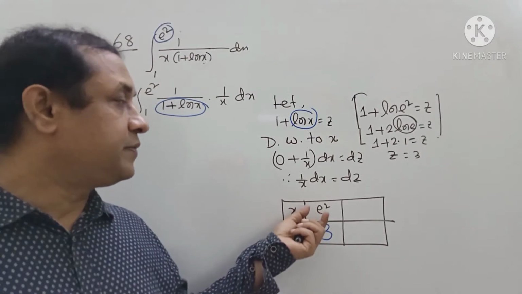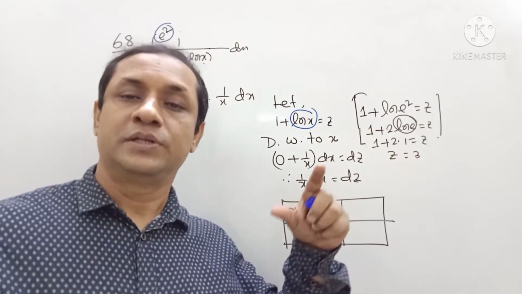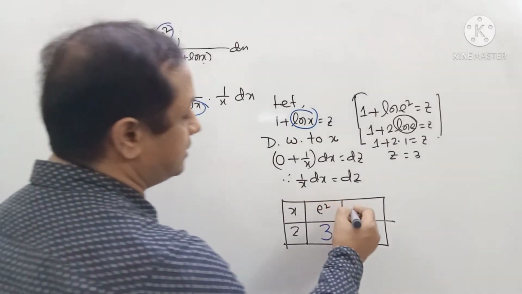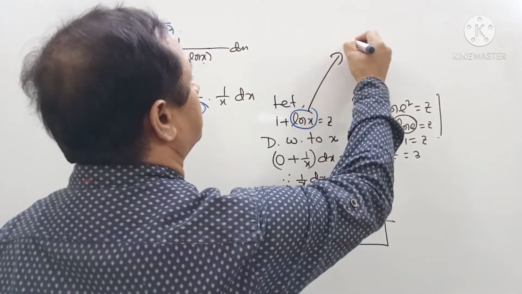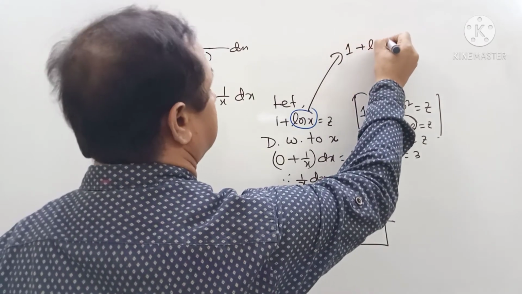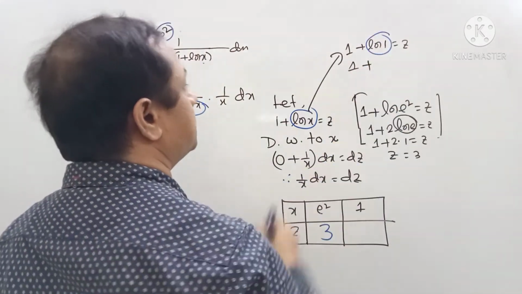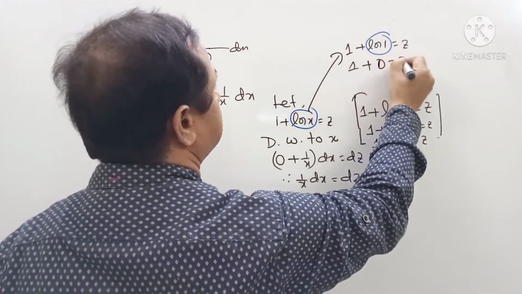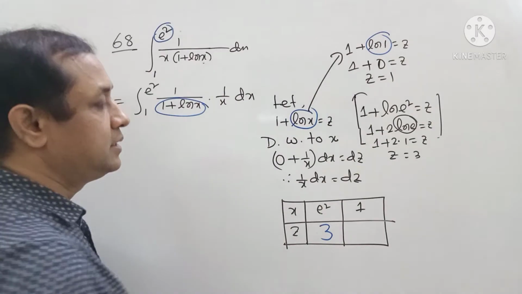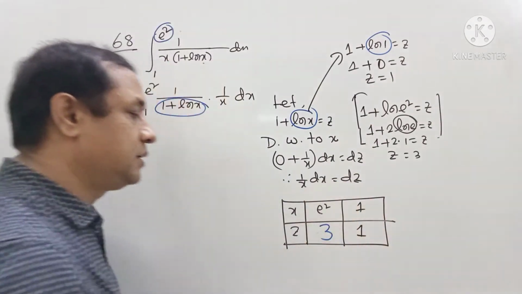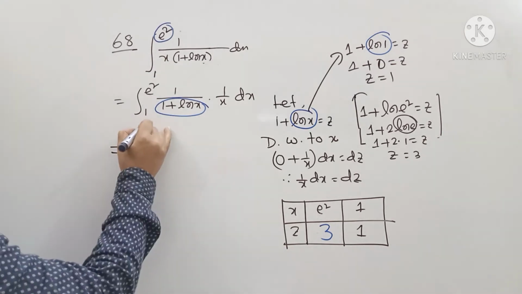Student, here if x equals e square, then the value of z equals 3. Again, if x equals 1, the lower limit, then we have 1 plus ln 1 equals z. We know that ln 1 equals 0, so the value of z equals 1. So if x equals 1, then z equals 1. So here the lower limit is 1 and the upper limit is 3.